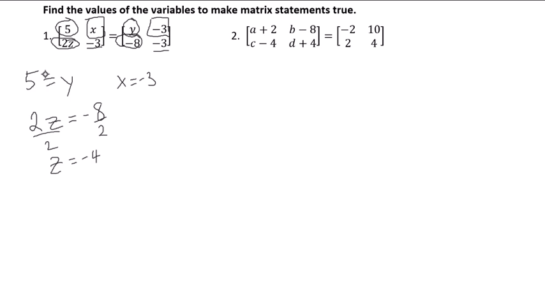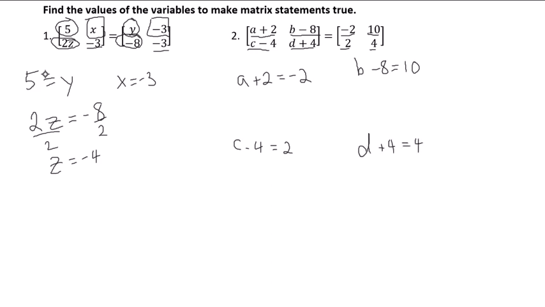All right, let's look at the next one. So a plus 2 and -2. A plus 2 equals -2. B minus 8 and a 10. B minus 8 equals 10. C minus 4 and a 2. C minus 4 needs to equal 2. And D plus 4 needs to equal 4. D plus 4 equals 4. And now we just solve each one of those equations individually.